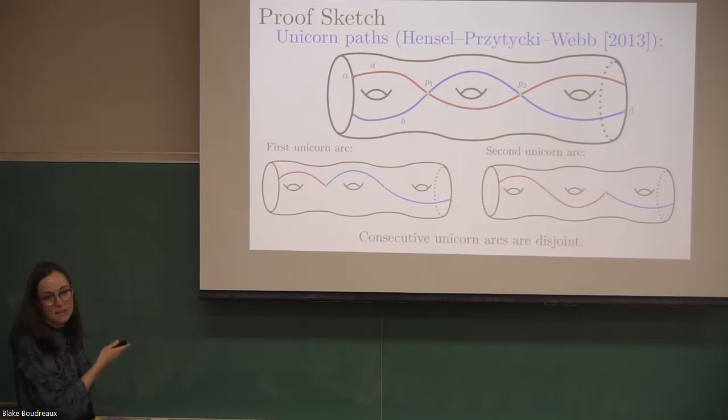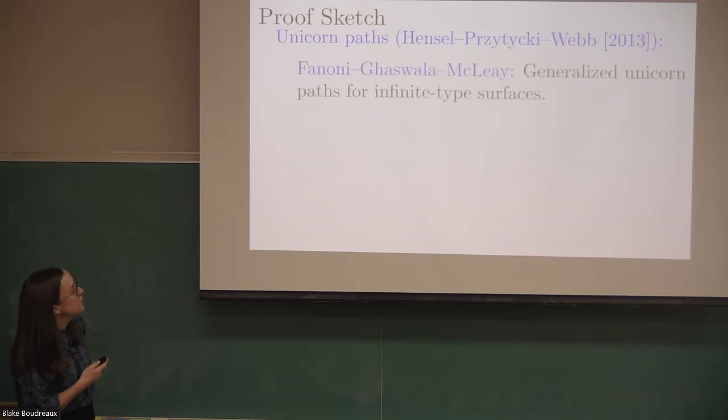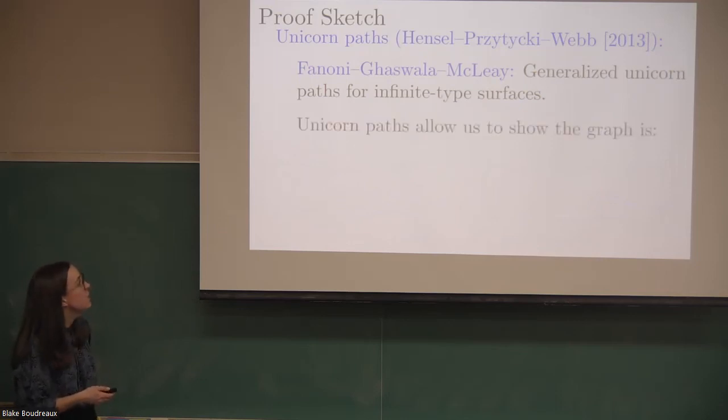But their work is done in the finite type setting. We're looking at infinite type surfaces. But fortunately for us, Bavard, Vlamis, and Maclay were able to generalize unicorn paths for infinite type surfaces. And so thankfully for us, these unicorn paths allow us to show that our graph is connected.